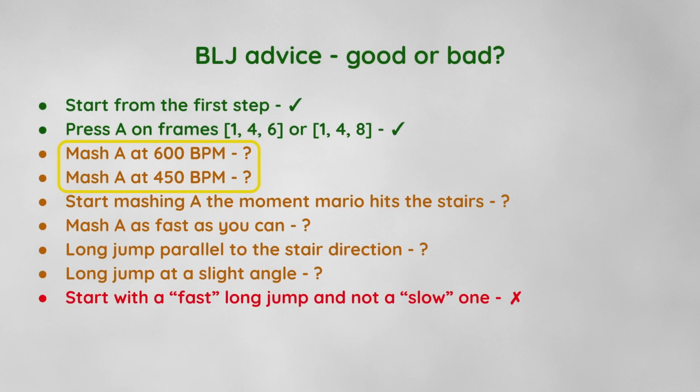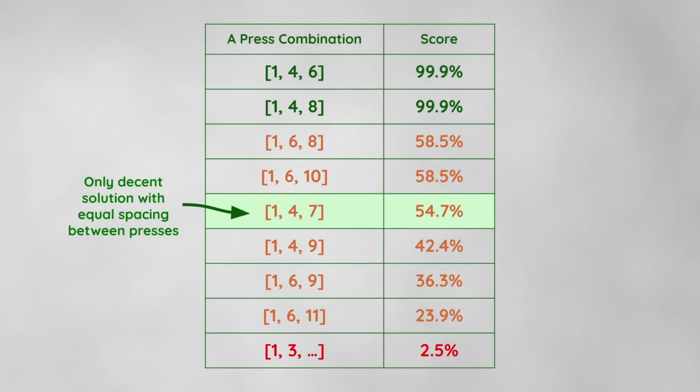You might notice that this requires pressing A at uneven intervals. Does this mean that mashing A at a specific BPM is bad advice? A clue is given by the fact that the 147 combination is the only decent solution that has equal spacing between presses.